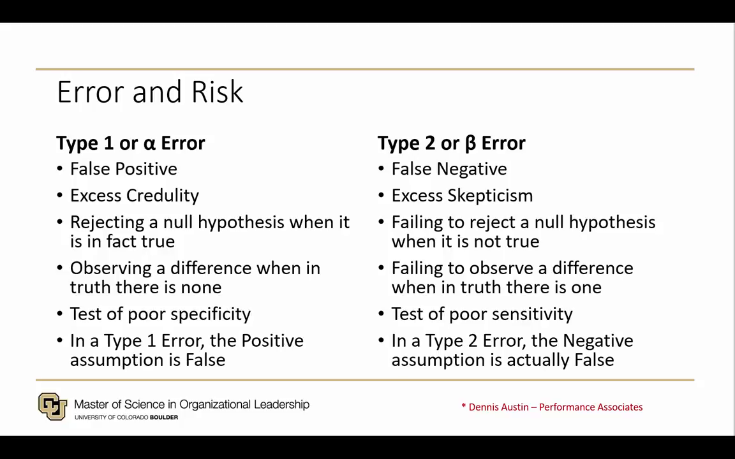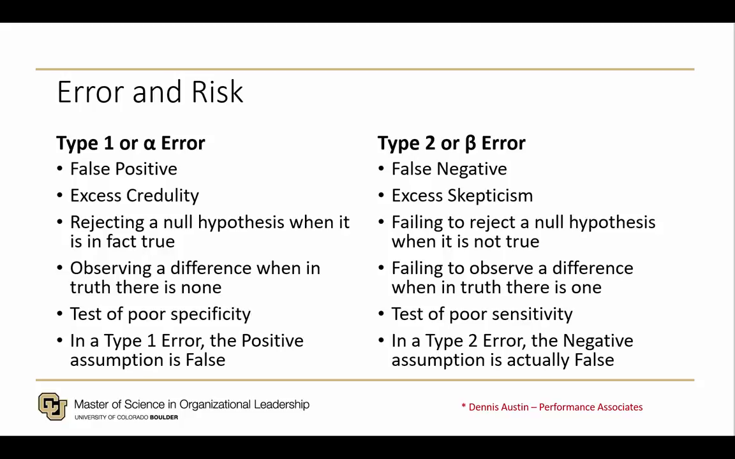Type 1, or so-called alpha errors, are what we call false positives. We are accepting something as true when it is not. Sometimes this results from excess credulity, too much belief, or too much enthusiasm. An example being relying upon buying lottery tickets to fund your retirement. Sometimes it results from what is called poor specificity, essentially asking the wrong question, which results in the wrong answer, an invalid answer.